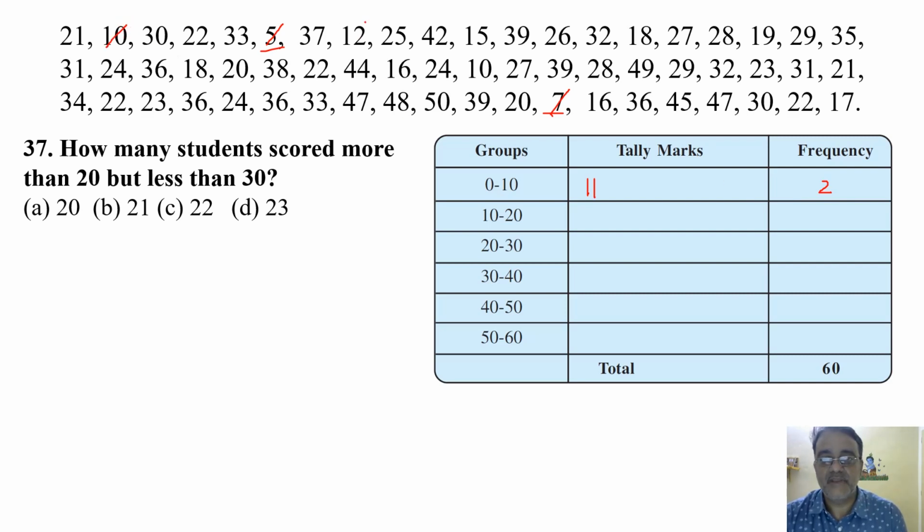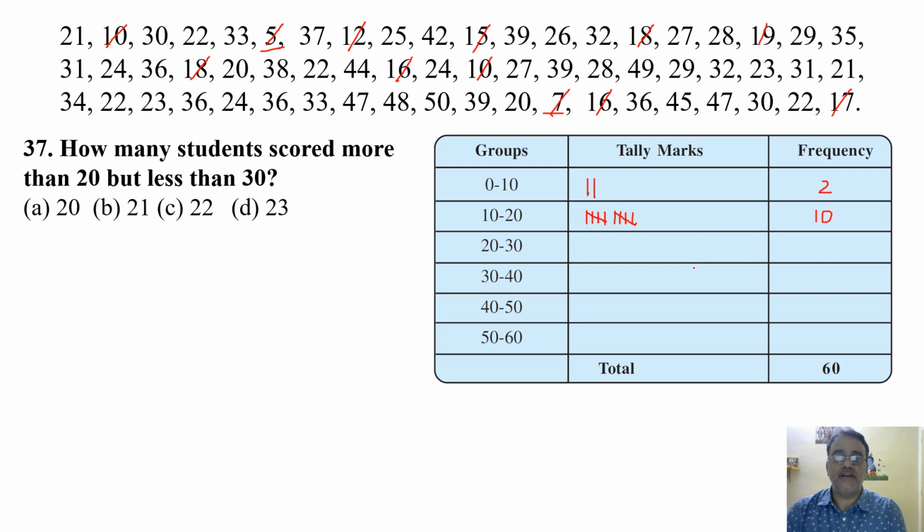1, 2, 3, 4, 5, 6, 7, 8, 9, 10. Is anything left? Let me check again. 1, 2, 3, 4, 5, 6, 7, 8, 9, 10. So 10 is correct. Next, 20 to 30.